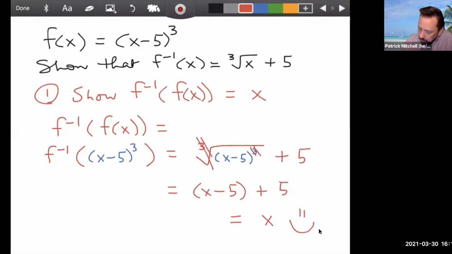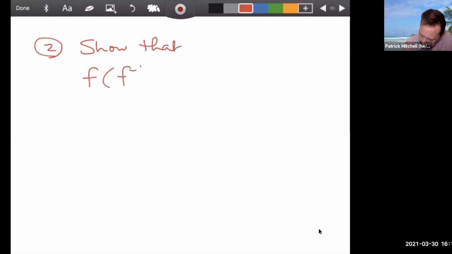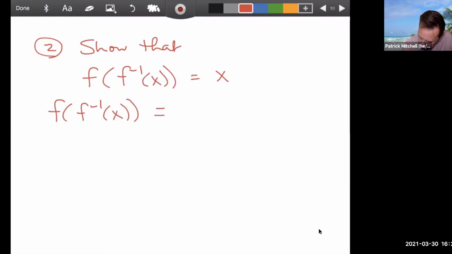All right, part 2 is to show that f of f inverse of x is equal to x. So f of f inverse of x, we think that f inverse of x is the cube root of x add 5. And what does function f do?